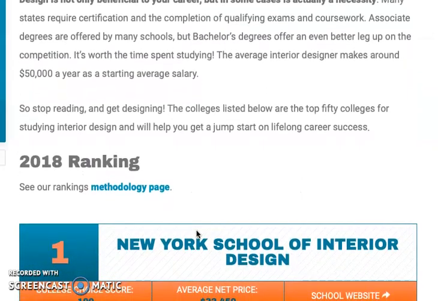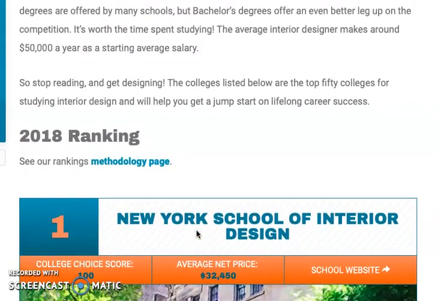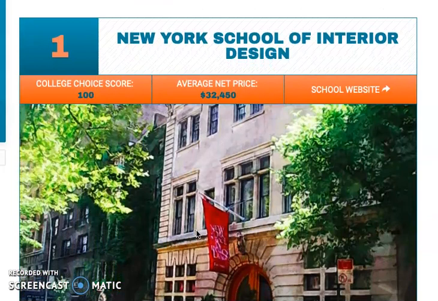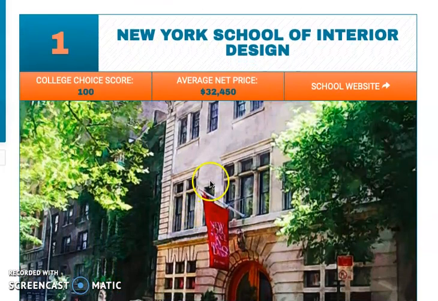Okay, so here are the top 10 schools or whatever it said. The New York School of Interior Design. I like this website because it gives you a little bit of information about it. You can see a picture of it, and it gives you the price, and it links you right to the school website if you want to check it out.